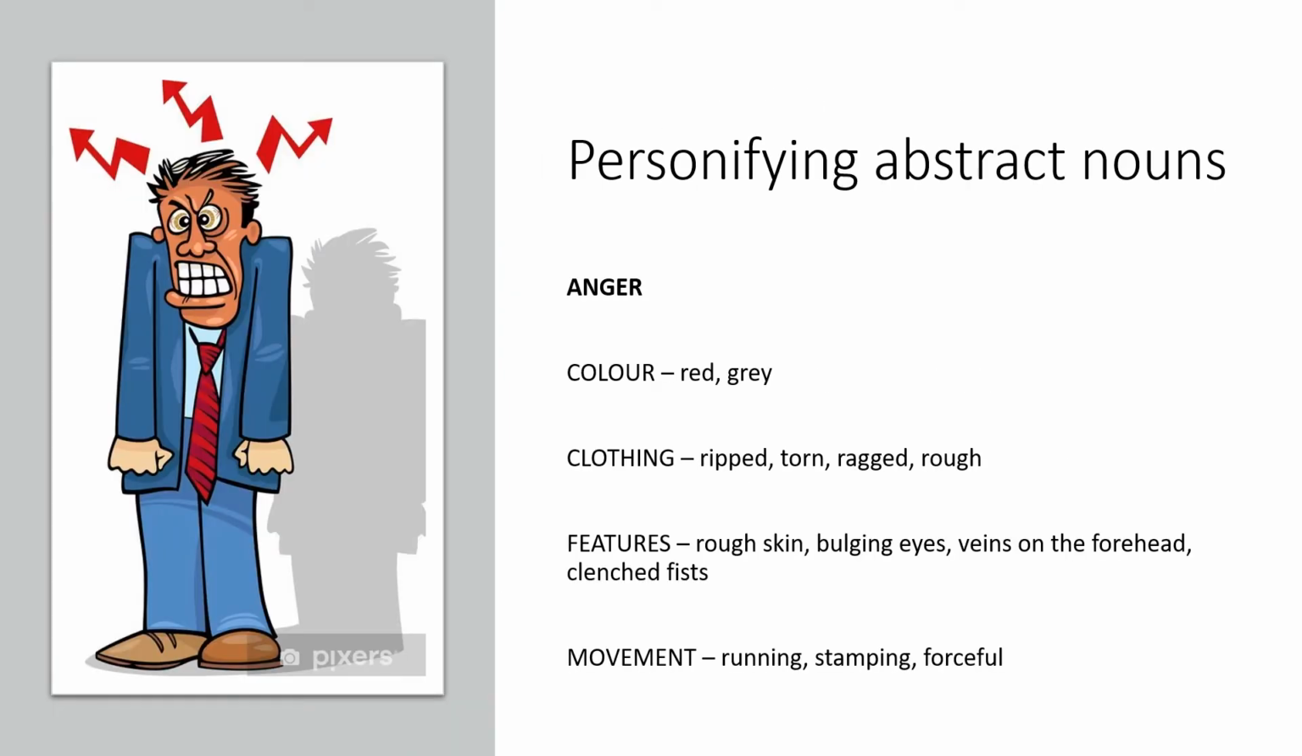But you can also do the same with your characters. I might describe the weather as being angry, but I might also want my character to match that mood. And therefore, what would a person look like who was angry? Colours might be red or grey or black. Clothing might be ripped, torn, ragged, rough. Features might be rough skin, bulging eyes, veins on the forehead, clenched fists. How might they be moving, running, stomping in a forceful manner? So think about how you're going to describe your characters as well to create that same feeling.